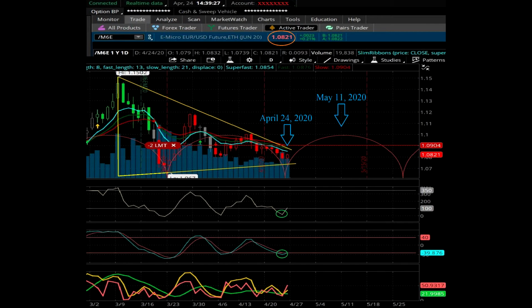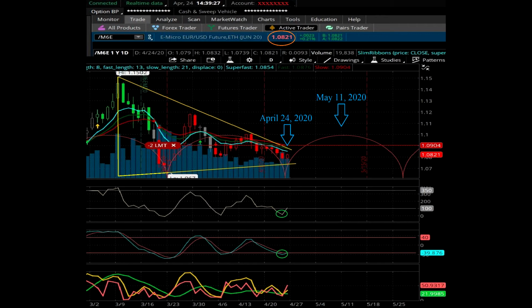Now, just like the US dollar index, I went ahead and highlighted some things in here that I believe are very relevant and very important, and it should help you get a better understanding of how I go about making my trades and what it is about this particular futures product that I find attractive and want to make a trade in. So again, starting from the top, you see an orange circle there. It's at $1.08 and change, 1.0821. That is the E-micro Euro US dollar futures price on April 24th, 2020. You'll notice to the right of April 24th, 2020, in blue letters, there's May 11th.